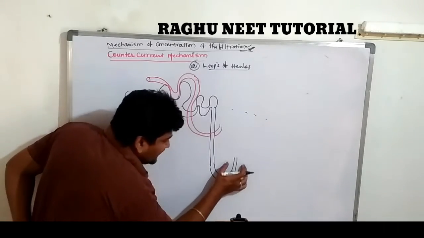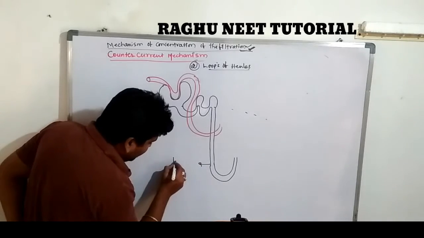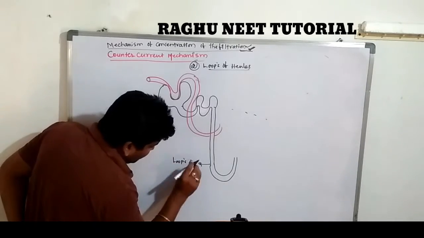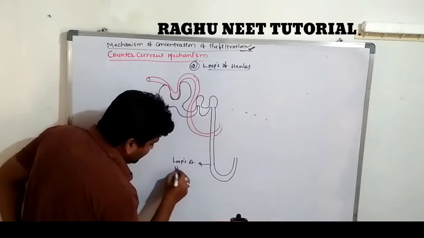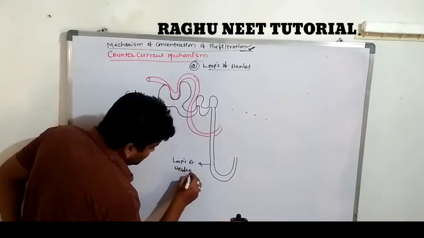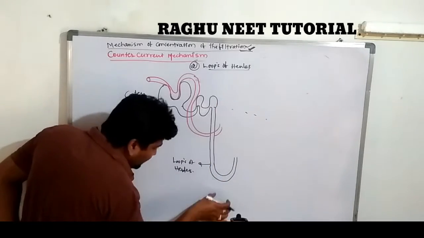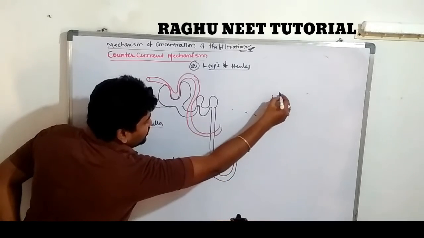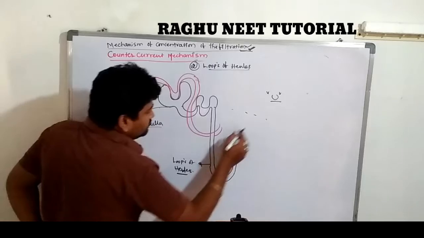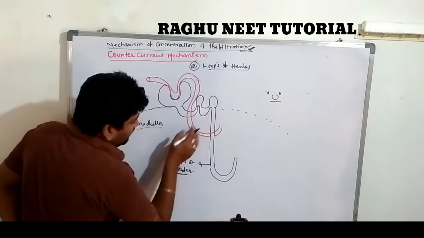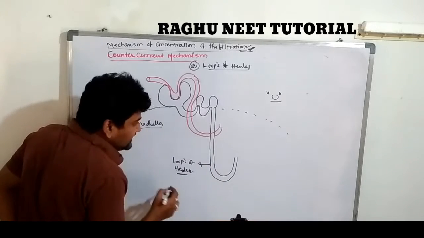After this, it loops like a hairpin, and that is known as the loop of Henle. The loop of Henle has a U-shaped, hairpin-like structure. When the renal tubule descends towards the medulla, it shows a U-shaped structure. That is known as the loop of Henle.